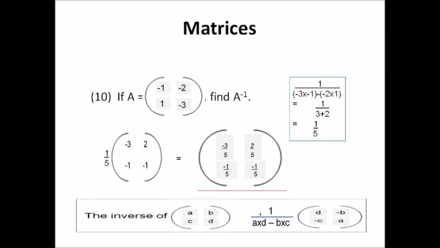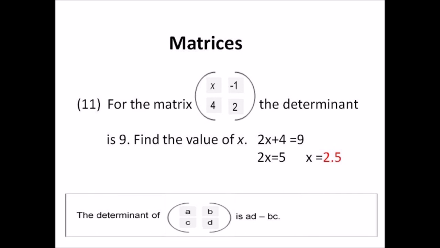The next matrices question is number 11, finding x, and x is 2.5. Because for the determinant, AD minus BC, when you work that, 2x plus 4 is equal to 9, so x is 2.5. Just stick your numbers in, use the formula, and then you'd get it. The good thing is they give you formulas for these things, so you just need to know how to use it.